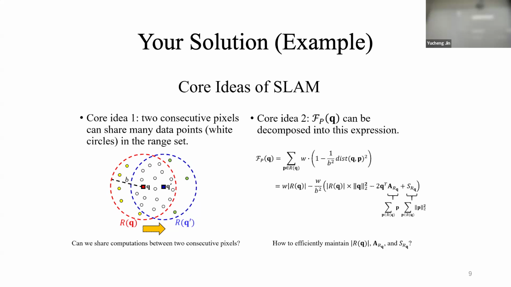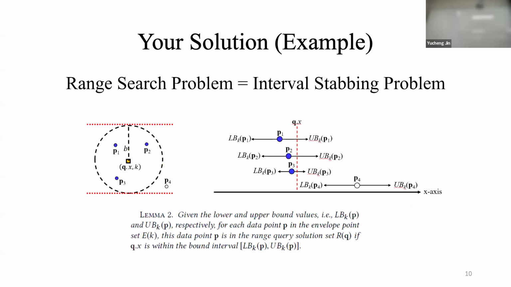And the second core idea is that you have this equation. You can further do some algebraic operations, and this is Euclidean distance, right? You can break it down. And then if you can efficiently maintain this RQ, this ARQ, and also this SRQ, then you can also easily compute this FQ. So you have these two core ideas for your solution. And later, another idea is that you try to convert this range search problem to this interval snapping problem. This is the core ideas for presenting your solution.